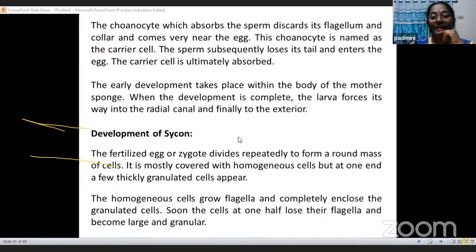Okay, development of Sycon. So what is happening over here? Fertilization of the egg into a zygote. The zygote divides repeatedly to form a round mass, the blastoderm mass, mostly covered with homogeneous cells. Homo means same type of cell, homogeneous. Hetero means different types. Here it is homogeneous type of cells. But at one end, a few thick granulated cells appear, and homogeneous cells grow into flagella. This is the larval form that we talked about. One side it is the flagellated type, and on the other side it's a solid blastomere type of cell.